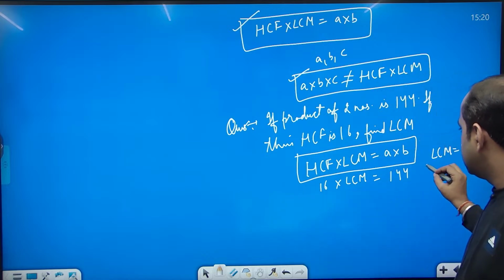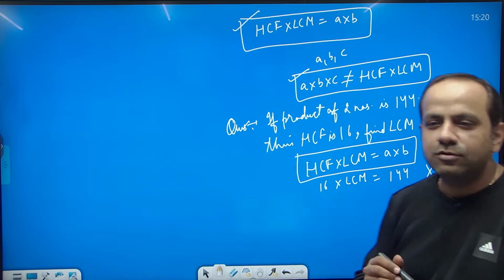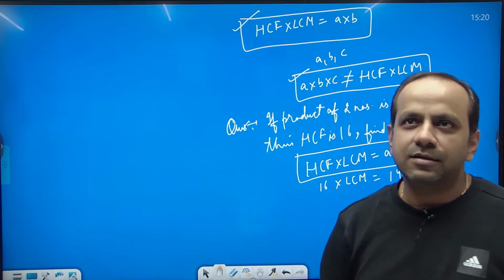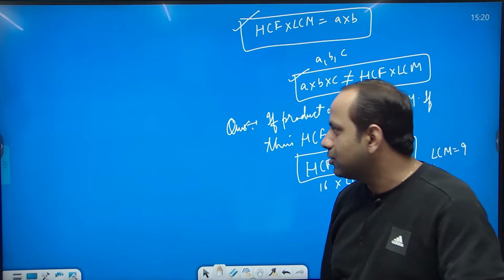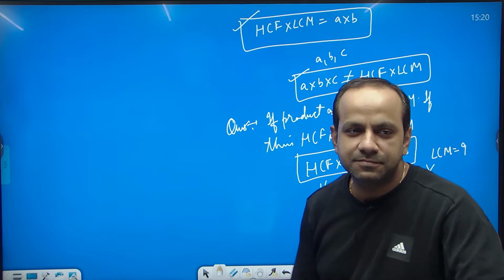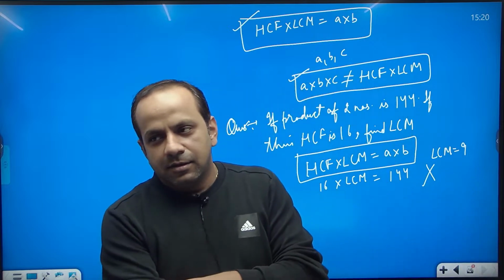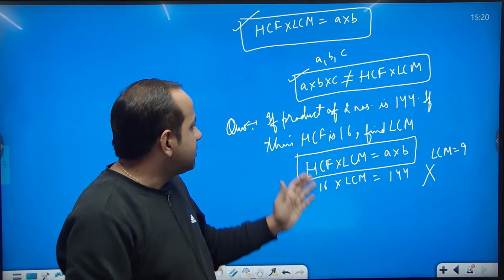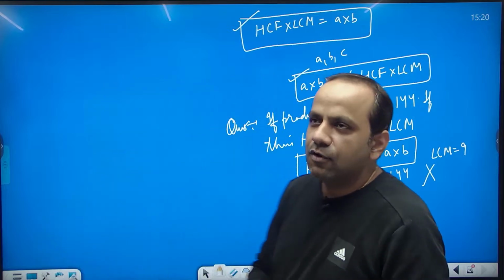गलत है, क्योंकि अगर ये 9 होता, नॉर्मली स्टूडेंट्स यही करते हैं, they say 9 is correct answer, but this is not correct. Why this is not correct? Can anybody tell me why 9 is not correct? एग्जैक्टली, कभी भी ऐसा हो ही नहीं सकता कि HCF जो है वो LCM से बड़ा आ जाए.